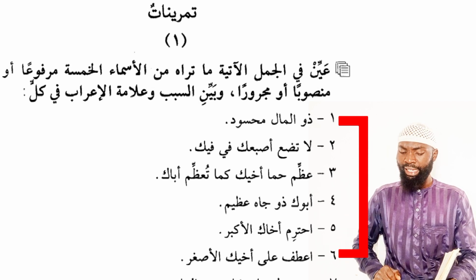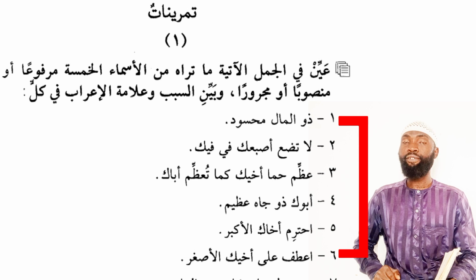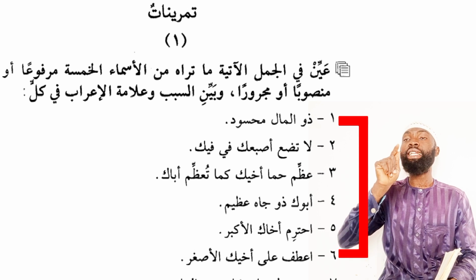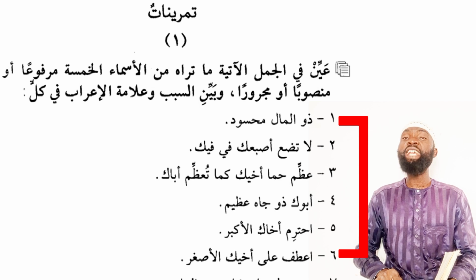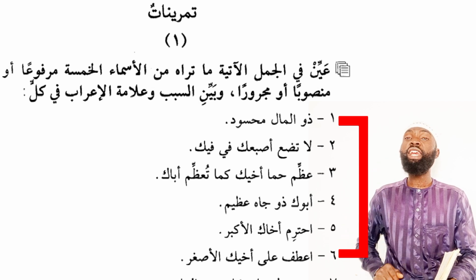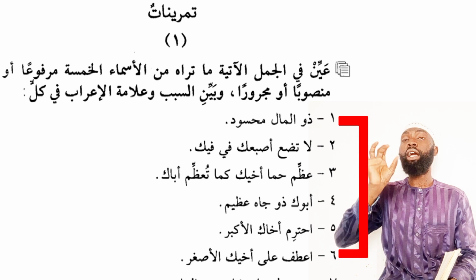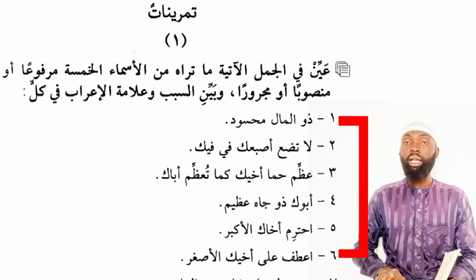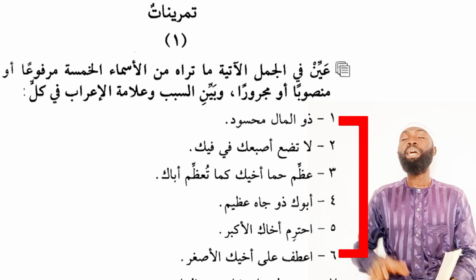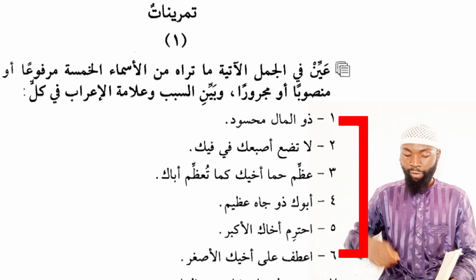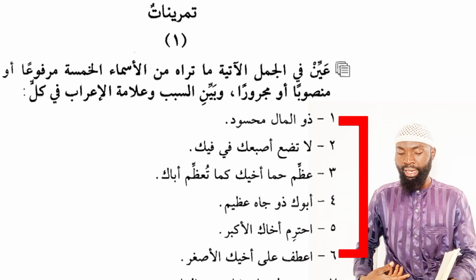Number 2 we have la tada' usbu'aka fi fika. Don't put your finger in your mouth. So the word fika here is what? Ism, one of the 5 nouns, and its i'rab is majrur. It is coming in the jar case, and the sign of its jarr is the ya.